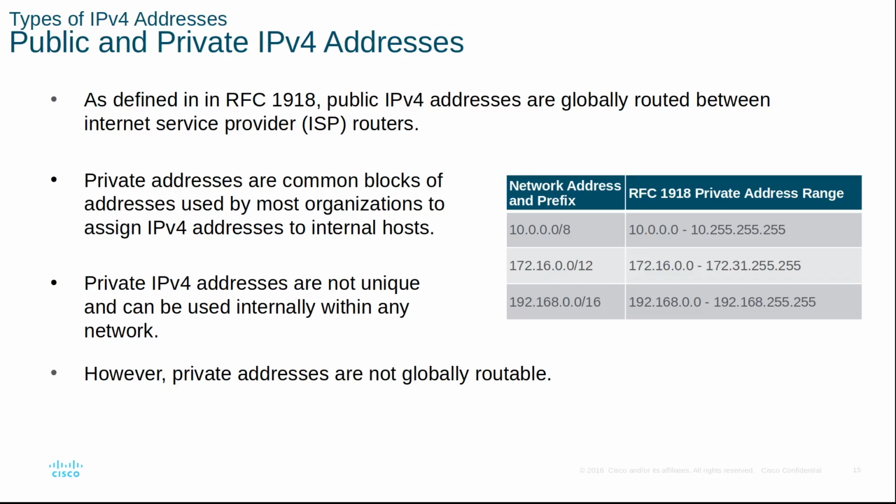There's 3 different types. There used to be a class system that we don't use anymore. So they did a class A, a class B, and a class C. One for each class in a private range. And the largest one is a /8, and that's 10.0.0.0/8. And you can subnet that up and divide it up as much as you want.